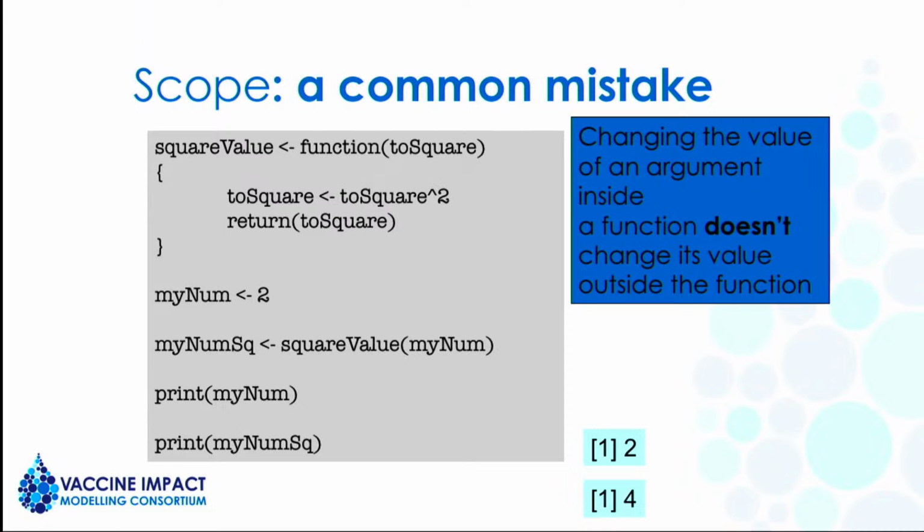We'll come to that. So if there was a variable called toSquare in the global workspace, some odd things can happen in R. The first thing to be important to get straight in your head, though, is that by default, when we pass an argument to a function, it's only the value of the number that is copied rather than the object itself.